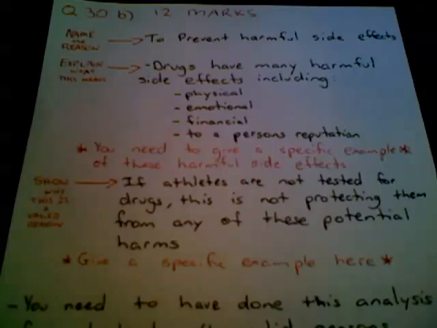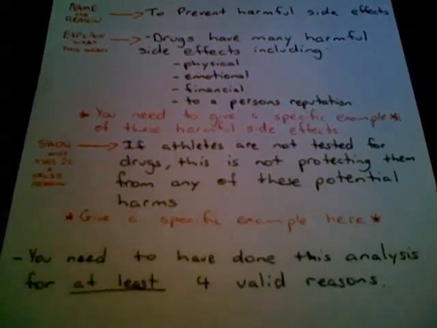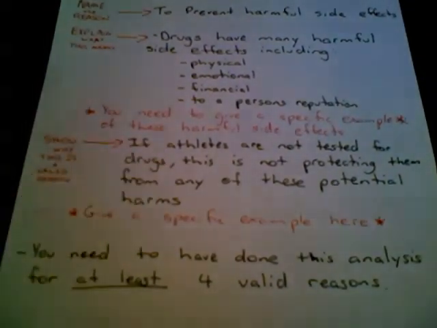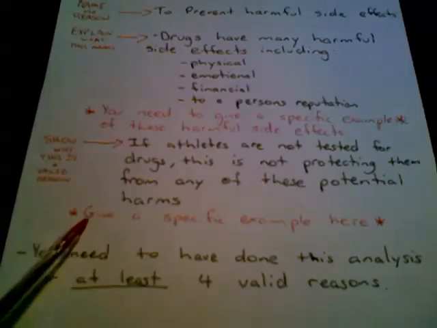We then need to show why this is a valid reason, and this is the analysis. If athletes are not tested for drugs, this is not protecting them from any of these potential harms. Again, you give a specific example. For example, if athletes know they're not going to be tested for drugs, then they will use and abuse them, thus putting their physical health at risk. For example, long-term steroid abuse can lead to kidney failure and premature death, therefore decreasing their life expectancy. Something along those lines. So you need to give a specific example.